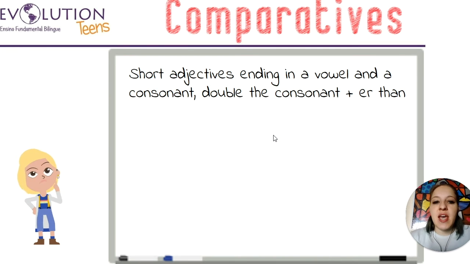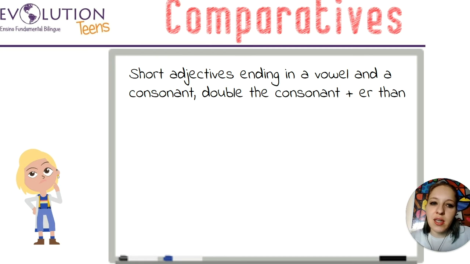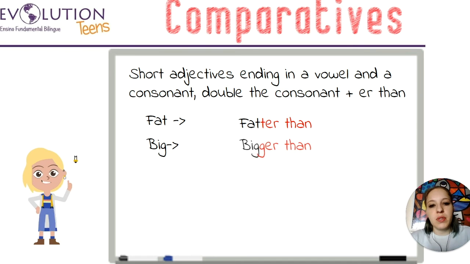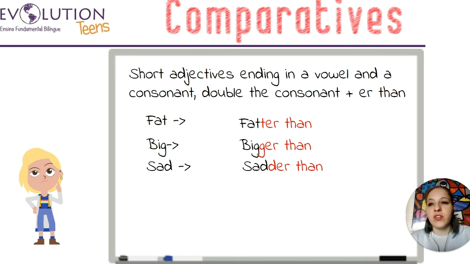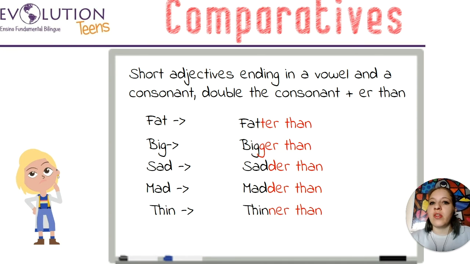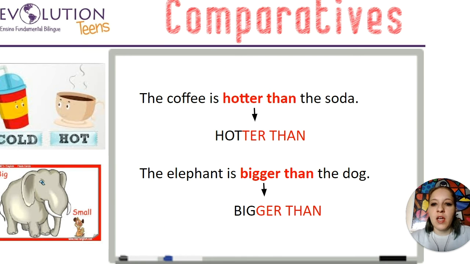Short adjectives ending with a vowel and a consonant. Double the consonant and add ER then. Fat, fatter than. Big, bigger than. Sad, sadder than. Mad, madder than. Thin, thinner than. Hot, hotter than. The coffee is hotter than the soda. The elephant is bigger than the dog. So we have here consonant and vowel. So we double the consonant and add ER.